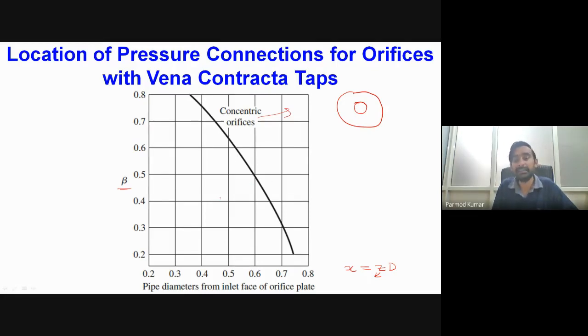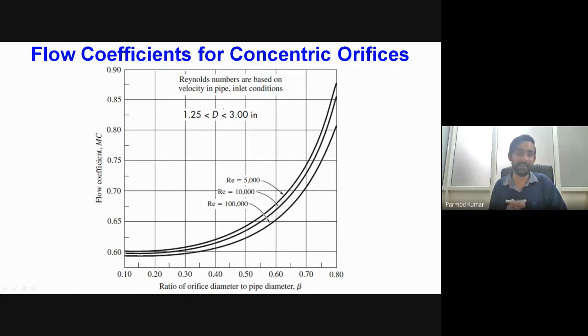In this arrangement, depending upon the expansion ratio, which is nothing but the small diameter d divided by the capital D, if we intersect small d by capital D with this line, we can find the corresponding Z factor. Then if we multiply that Z factor with the diameter of the pipe, we can find the location in the downstream of the orifice plate where we have to connect the pressure tap.